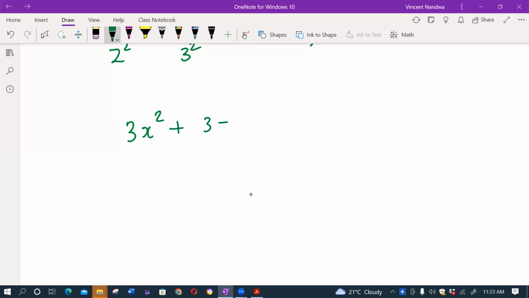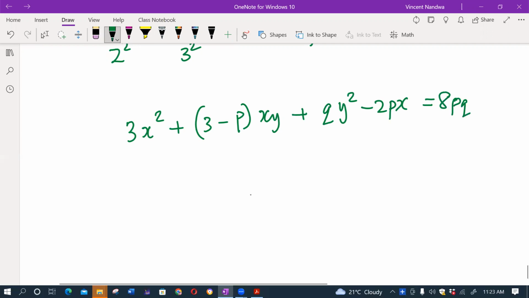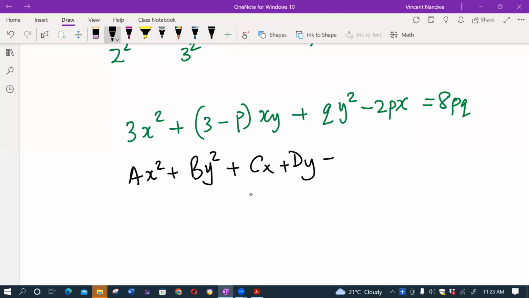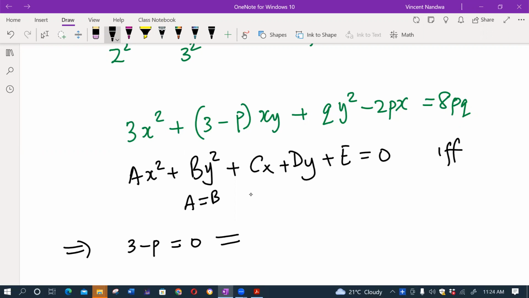So we have 3x squared plus (3 minus p)xy plus qy squared minus 2px equals 8pq. So note that the equation of a circle is ax squared plus by squared plus cx plus dy plus e equals 0 if and only if a equals b. So in an equation of a circle, the term xy is not present. So its coefficient, if it is there, must be 0. So that means 3 minus p should be 0, which means p is 3. So that's the first value, p is 3.